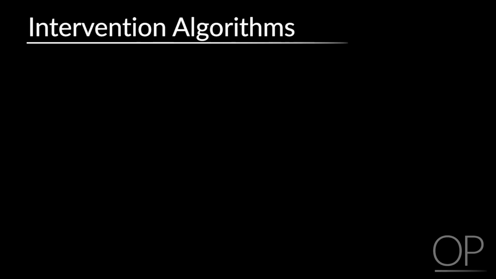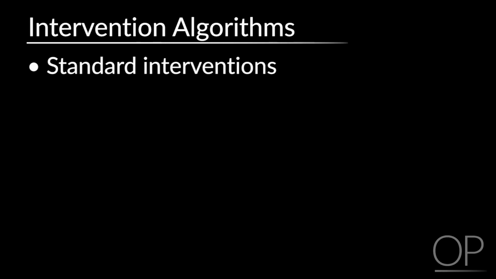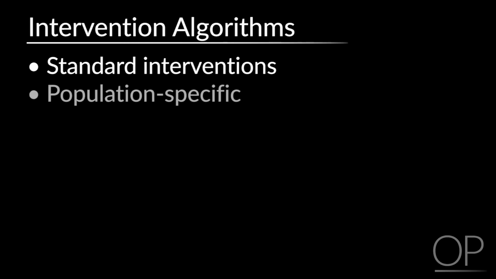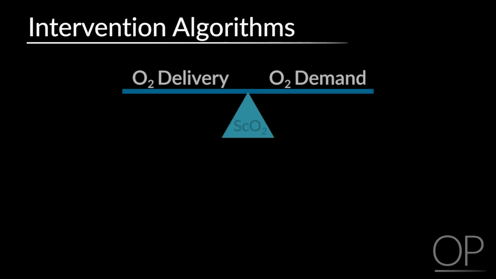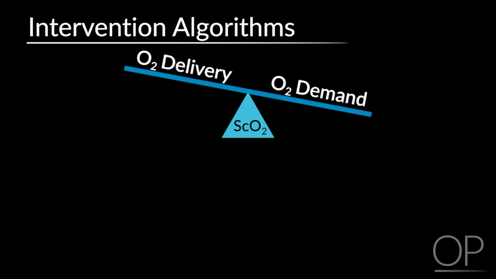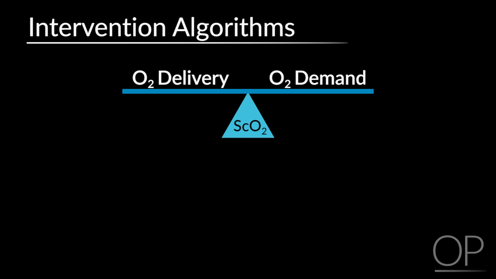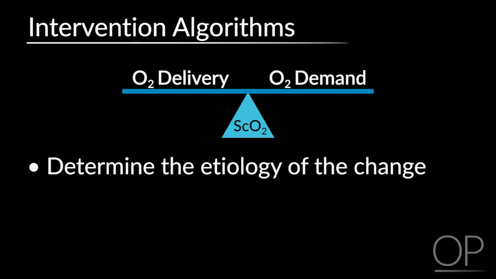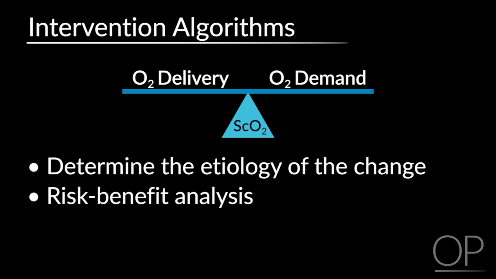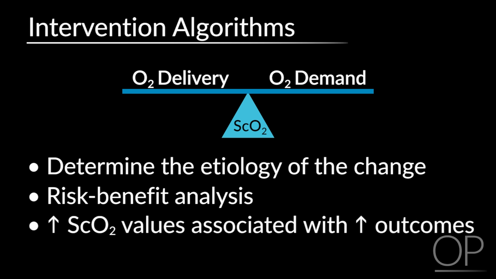A number of interventions have been developed to address changes in cerebral oxygen saturation. Some of the interventions are standard and would apply to any patient population, and some are more population specific. Changes in cerebral oxygen saturation are very sensitive to changes in cerebral oxygen balance, but are not specific. The clinician needs to determine the etiology of the change, which is not always intuitive. And the clinician also needs to do a risk-benefit analysis to determine whether an intervention is good or harmful for the patient. Studies have been performed which show an association between higher cerebral oxygen saturation values and outcome, but causation has not been proven.